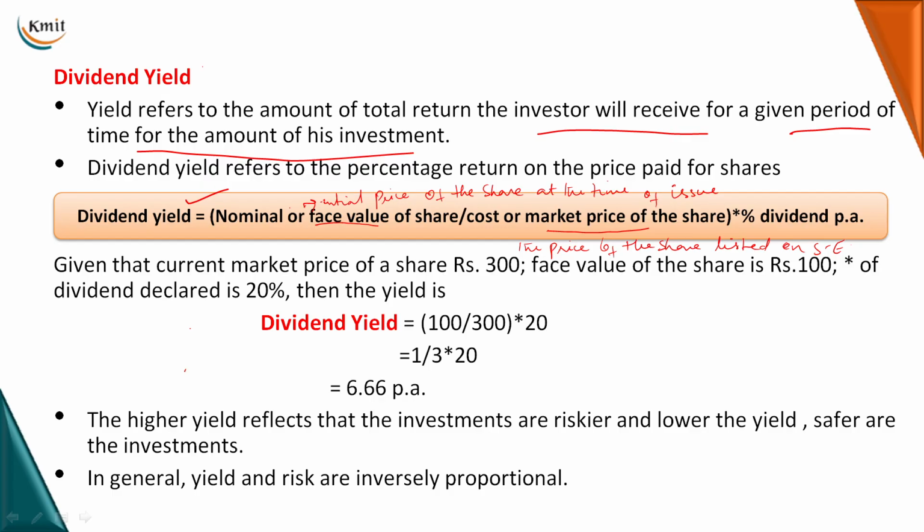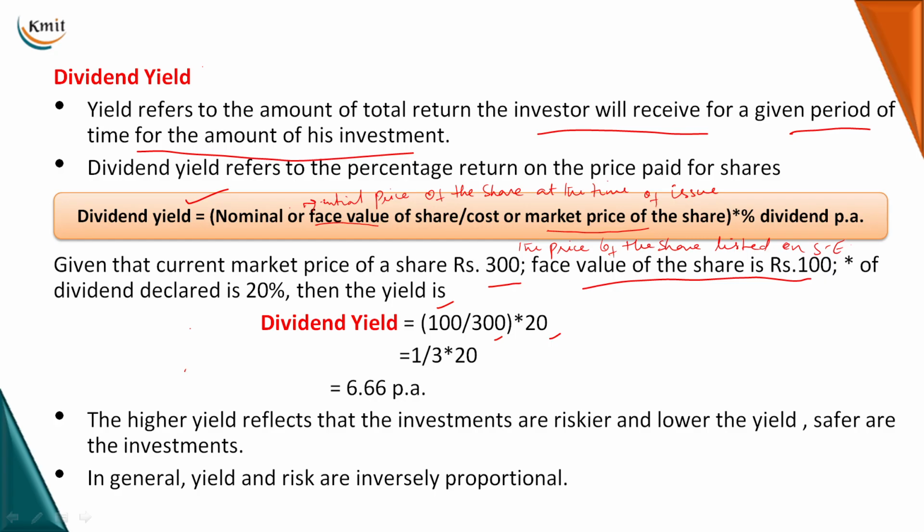So here is a simple small problem given for us. Given that current market price of the share is 300, face value of the share is 100, dividend declared is 20%, then dividend yield is calculated by using this formula, that is face value of the share, that is 100 rupees, divided by the market price of the share into dividend per annum.